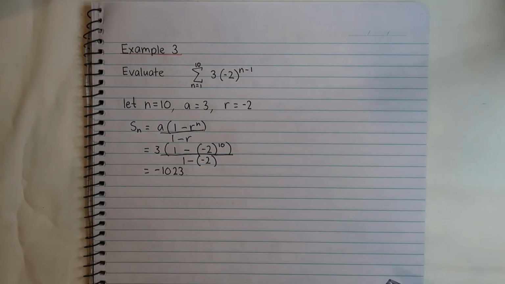So as you can see in the 3 examples, they've all asked you to do the same thing, to find the sum of a geometric sequence, but they've just been asking you slightly differently, displaying it a little bit differently.